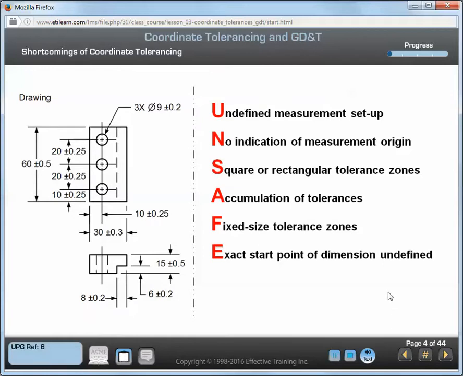Coordinate tolerancing leaves out several important pieces of information about how to inspect a part. It also increases costs and causes safety or functional problems. An easy way for you to remember the shortcomings of coordinate tolerancing is to think of the word unsafe, which will remind you that parts dimensioned with coordinate tolerancing can result in functional or unsafe conditions for the customer. Each letter of unsafe relates to one of coordinate tolerancing's shortcomings.